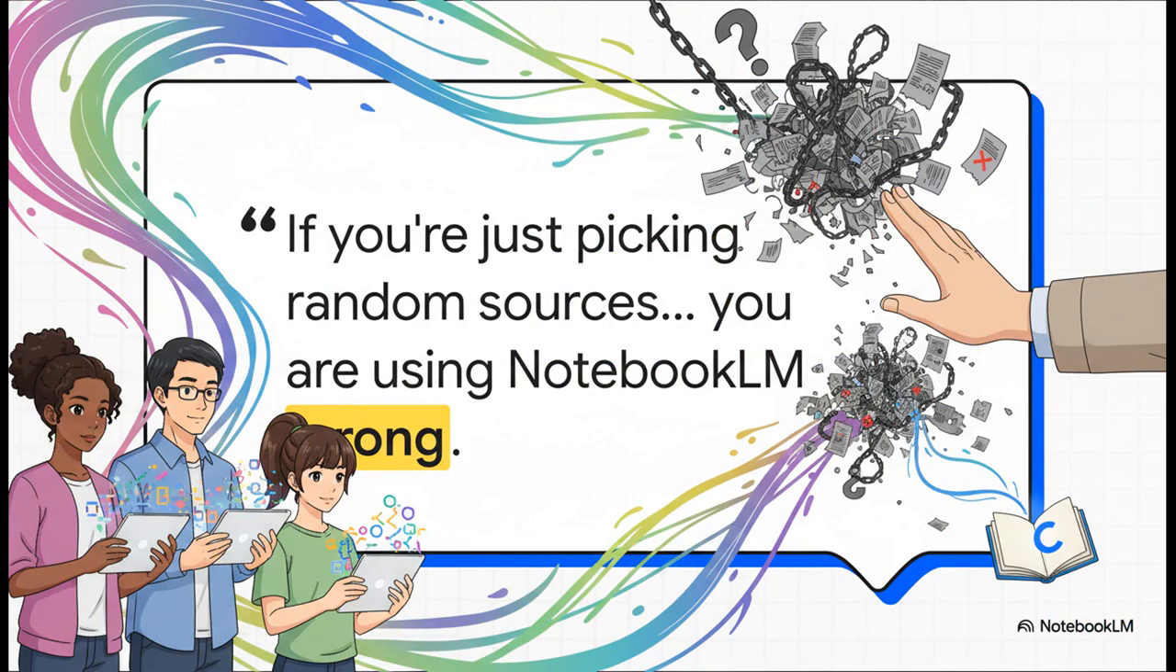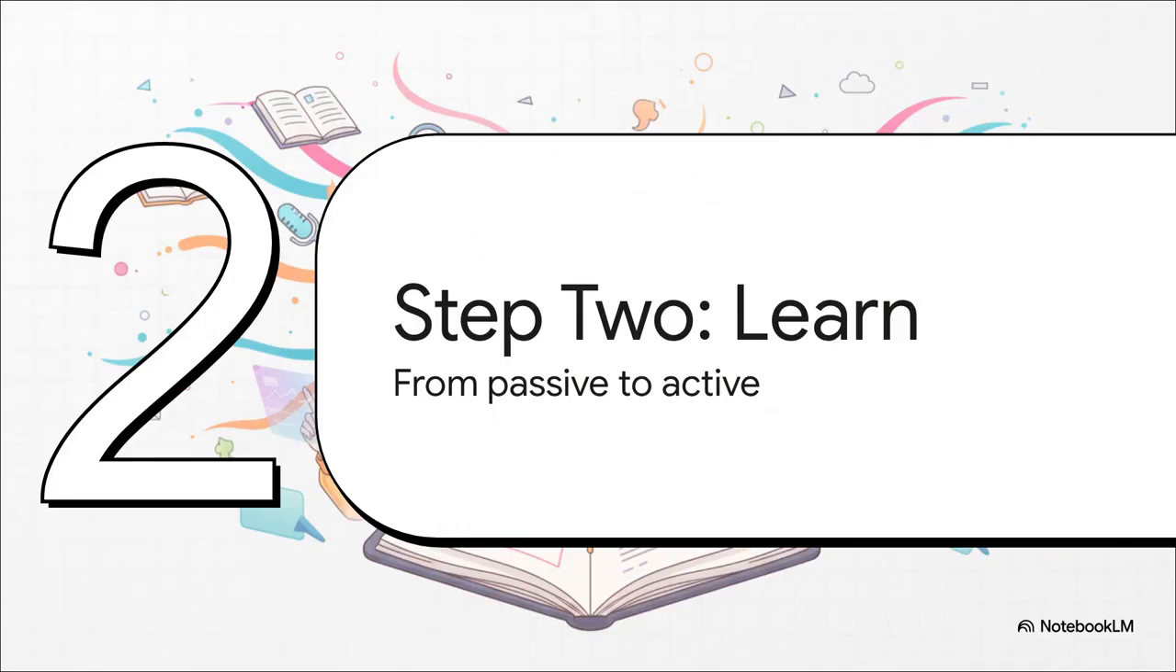So here's the crucial point. You have to avoid the single biggest mistake new users make. Don't just dump a bunch of random links into your notebook, because that defeats the entire purpose. The first step is called curate for a reason. You've got to thoughtfully vet each source to make sure it's high quality and actually relevant to what you're trying to do.